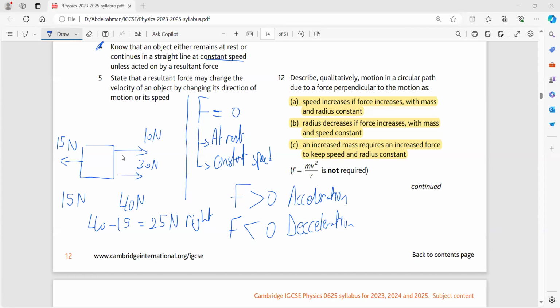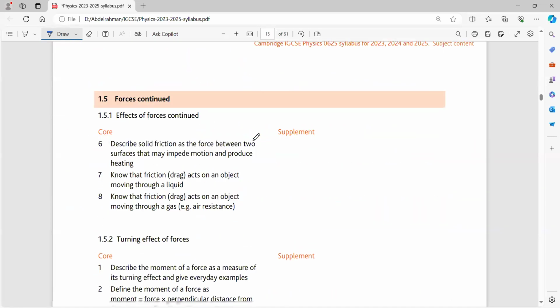State that the resultant force may change the velocity. Again, we just said it. If the resultant force was greater than zero, it would accelerate. If it's less than zero, it would decelerate, or the speed would decrease.